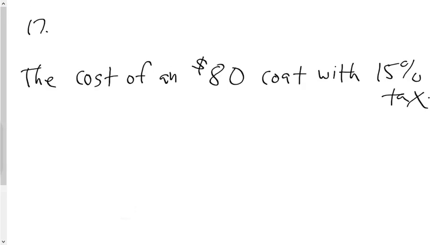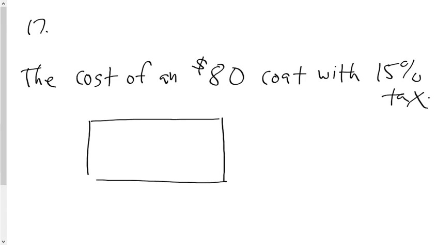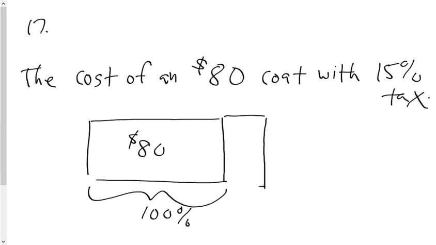Question 17 asks to take that 15% and figure out what the cost would be. Now, if I was to think of this as the cost of the coat, this is $80. This is 100% of the cost of the coat, $80. If I was to add on this 15% tax, 15%, the cost of the coat being $80 is 100%.